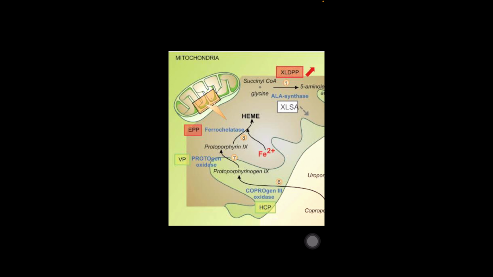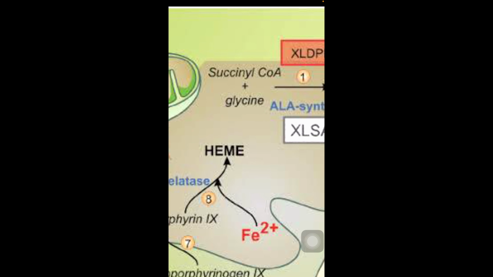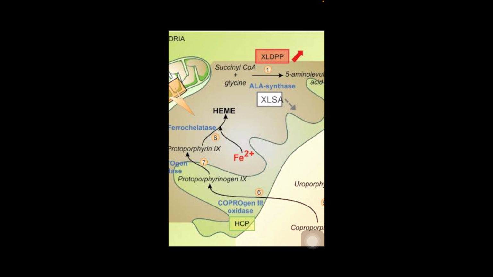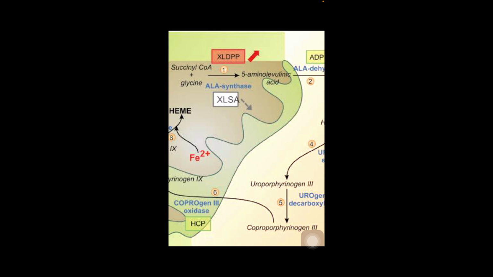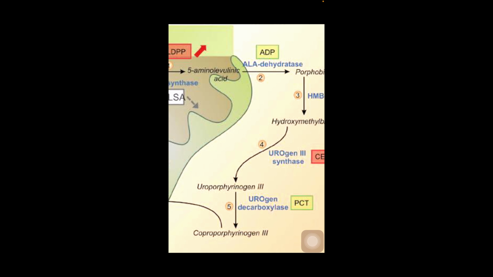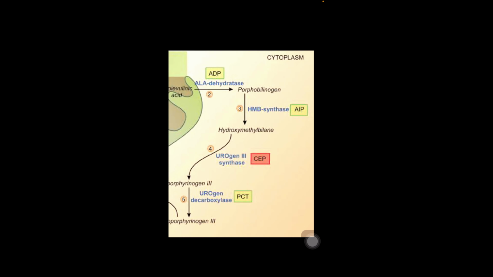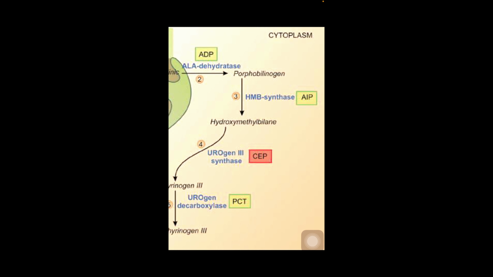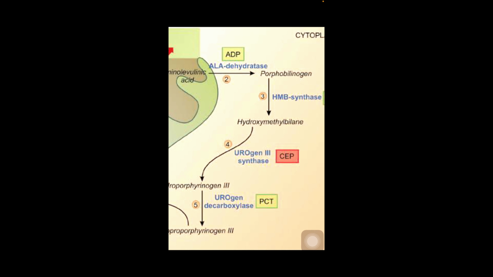So that means succinyl-CoA and glycine start in the mitochondria before they get to the 5-aminolevulinic acid. The ALA synthetase, the beginning, is found in the mitochondria. Aldehyde is found in the cytoplasm. All these enzymes are found in the cytoplasm. All these are found in the cytoplasm, okay?